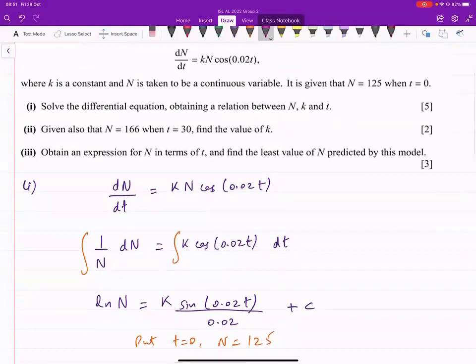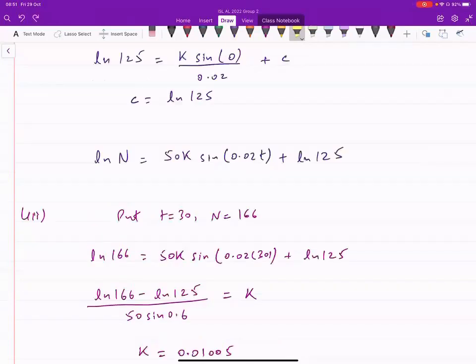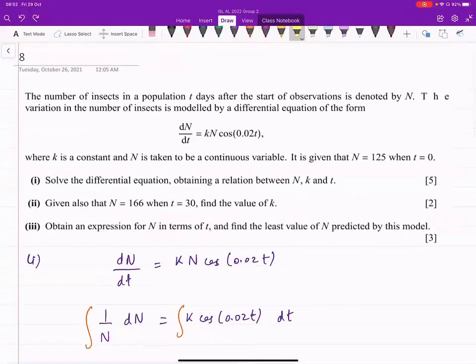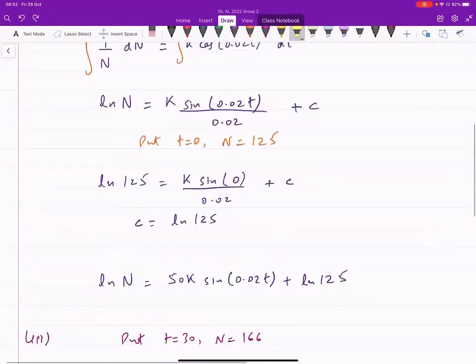Okay, obtain an expression for n in terms of t and find the least value of n predicted by this model. So I actually did this question just for this part. Find the least value of n predicted by this model. Let's think about that. Now what did it say? Find n in terms of t. We have the value of k now.